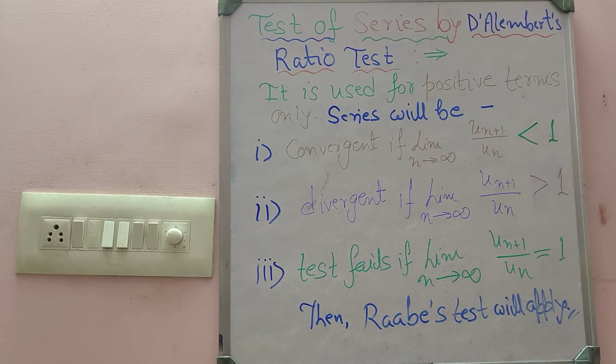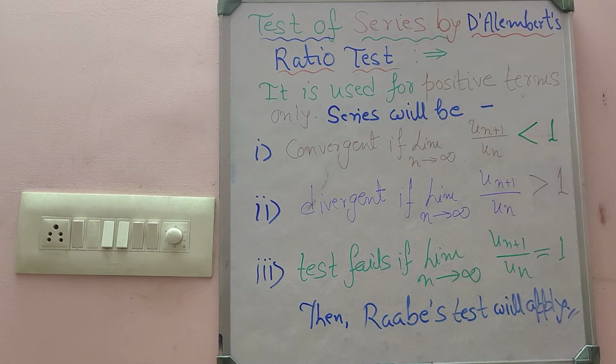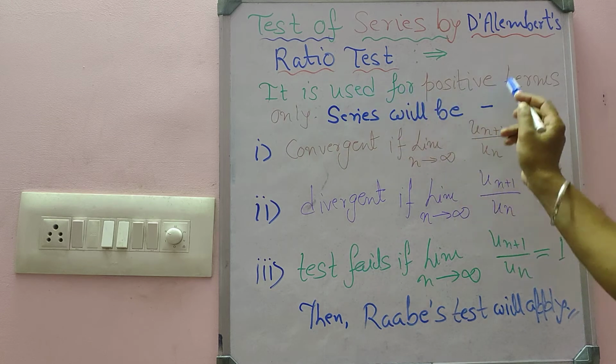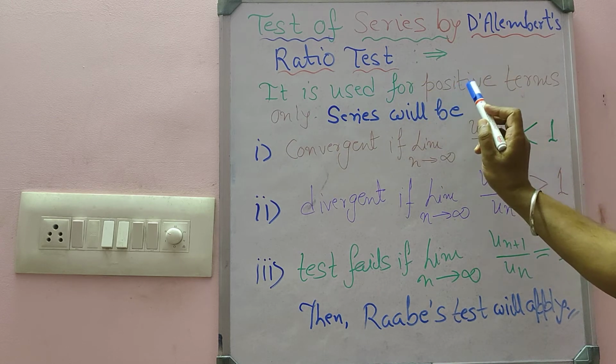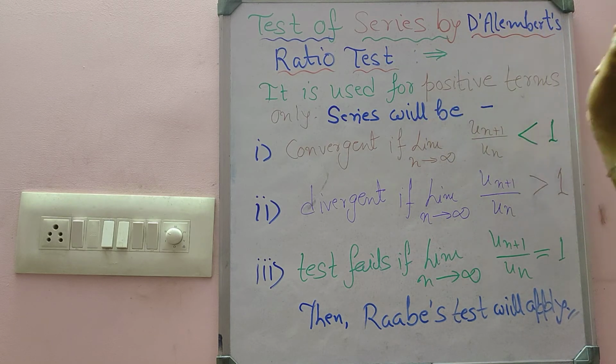Today I am taking the test of series by D'Alembert ratio test. So first of all, what is the condition of D'Alembert ratio test? It is used for positive terms only. It means that your series will always have positive terms. Then only we can use the D'Alembert ratio test.